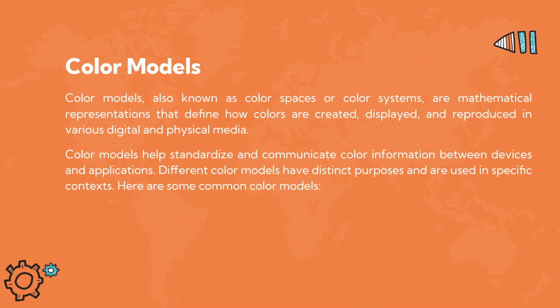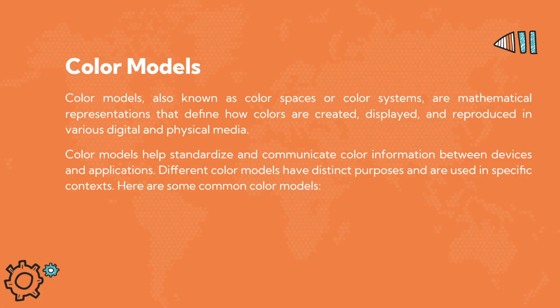So we have what we call color models. What are color models? These are also referred to as color spaces or color systems, which are mathematical representations that define how colors are created, displayed, and reproduced in various digital and physical media. They help standardize and communicate color information between devices and applications.